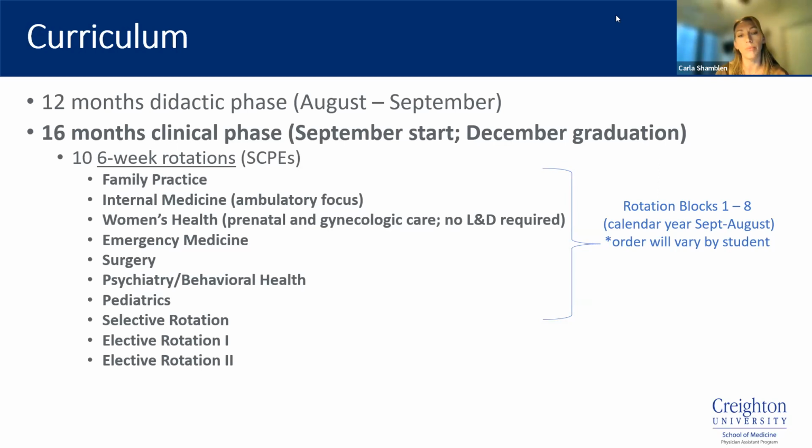It'll be in varying orders depending on how many rotations we have in a certain area during a rotation block. But for the most part, they're all going to have their core rotations before moving into their electives right before graduation. So those last two, the elective rotation 1 and 2, are blocks 9 and 10, and those are the final 12 weeks before they graduate in December.